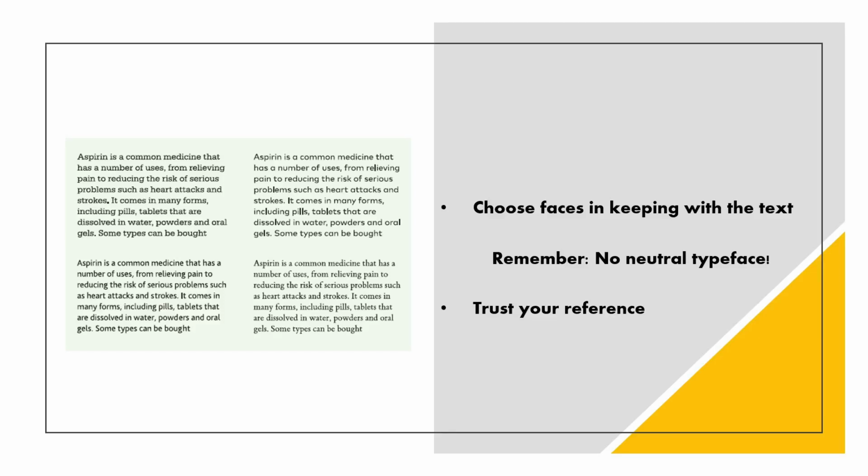Okay, so the next one is choose faces in keeping with the text. Now, as a typographer, your job is to choose typefaces that will honor and elucidate the character of the text. So think about the topic of the text, and most importantly, get to grips with the nature of the writing. Think of words that describe the way the writer is coming across. These are the feelings and the moods you need to impart with your design.